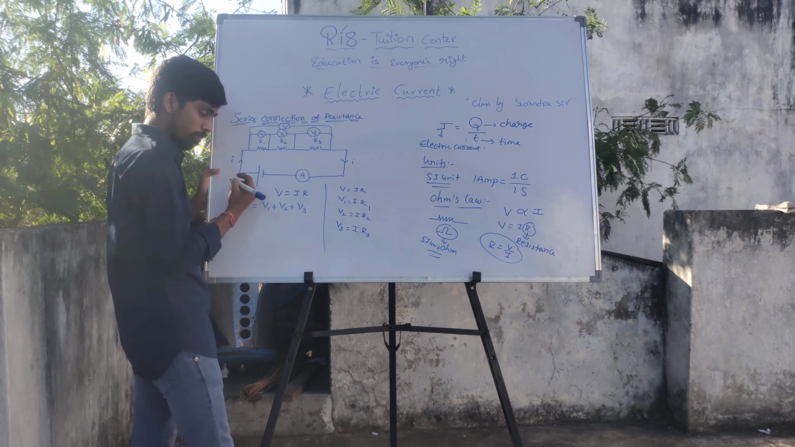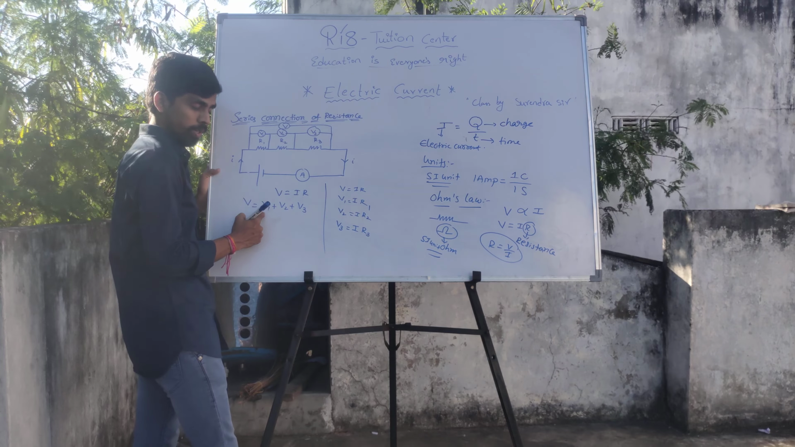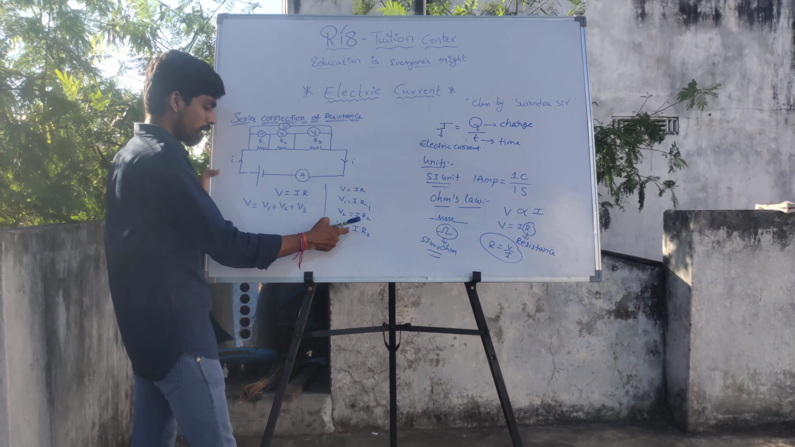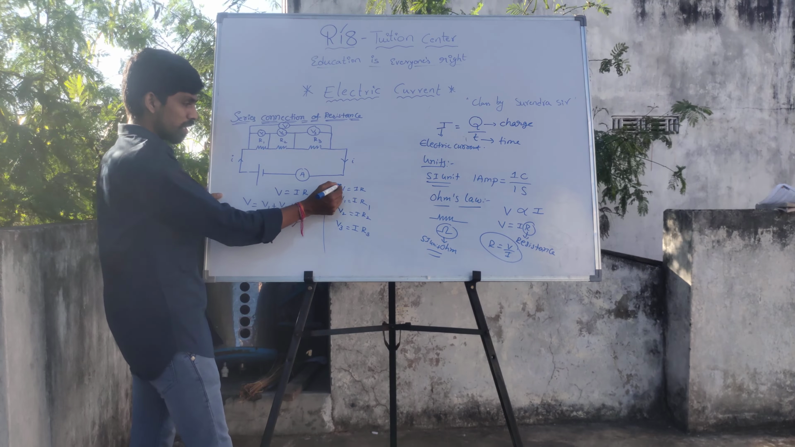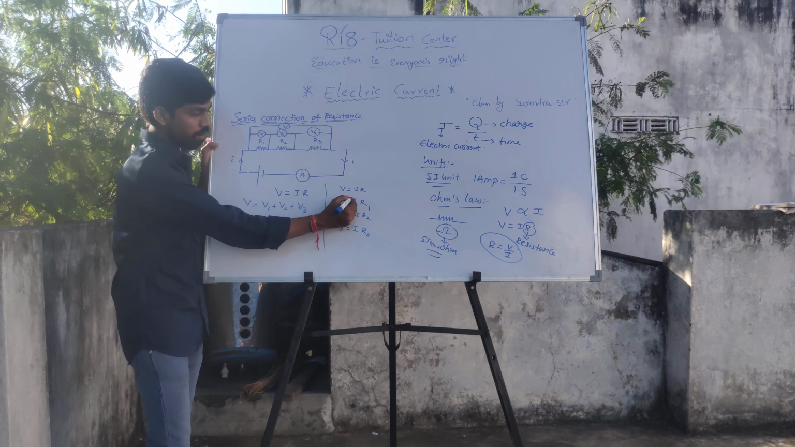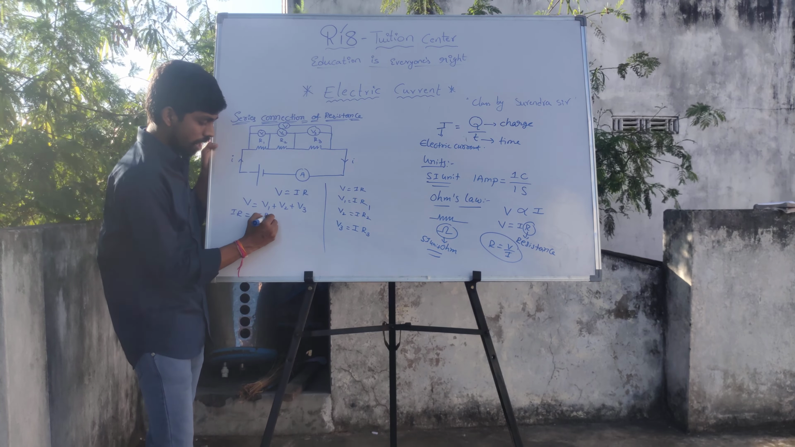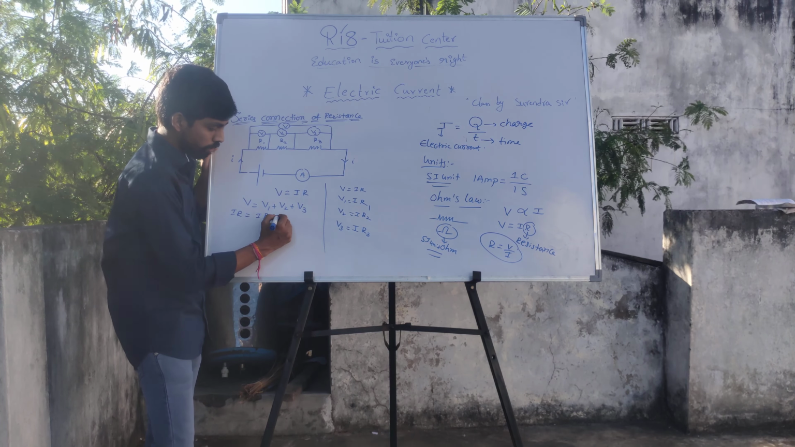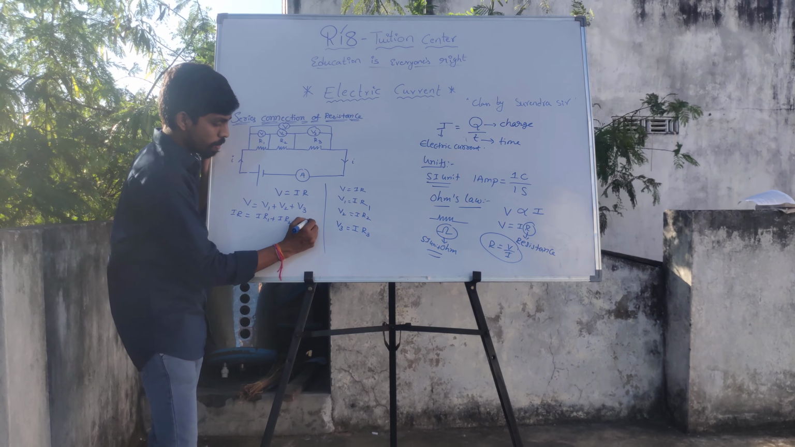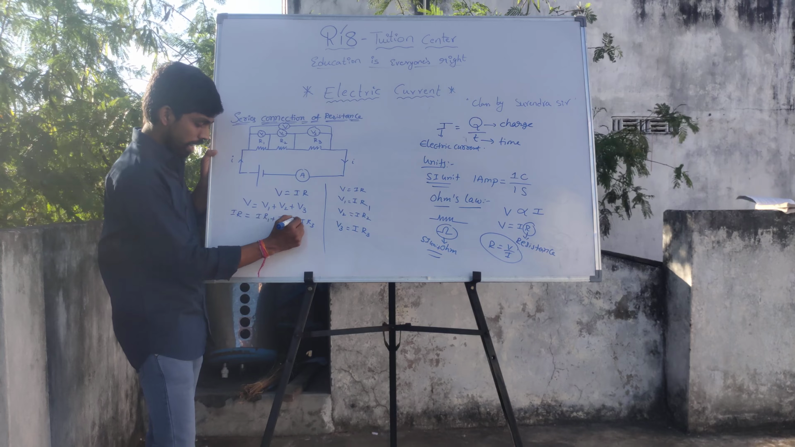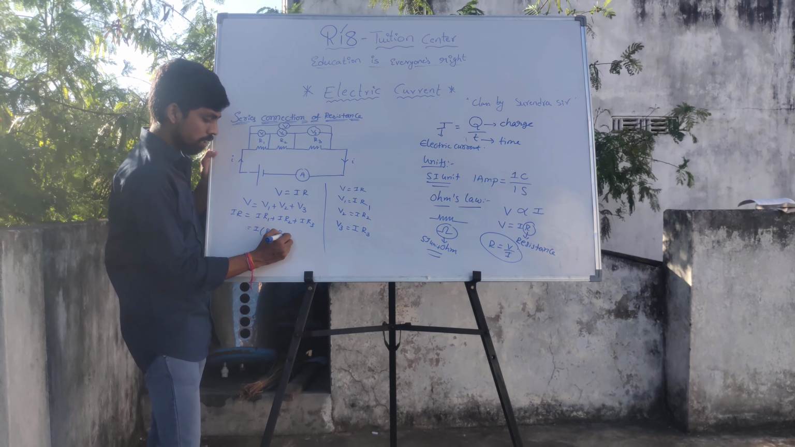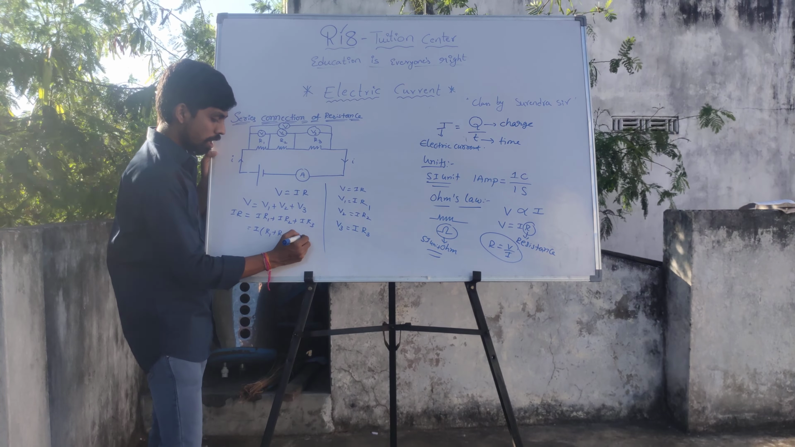According to the series combination, V equals V1 plus V2 plus V3. Representing these parameters in this equation: in place of V we write IR, in place of V1 we write IR1, in place of V2, IR2, and in place of V3, IR3. Taking I as common, we get R1 plus R2 plus R3.